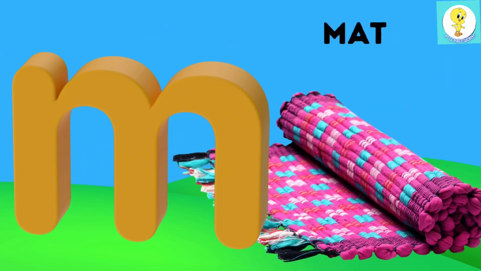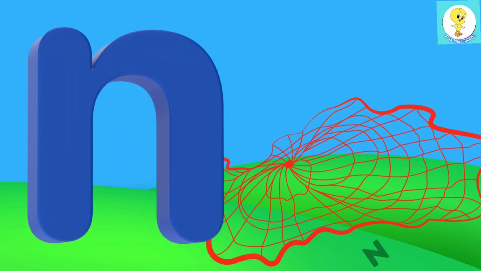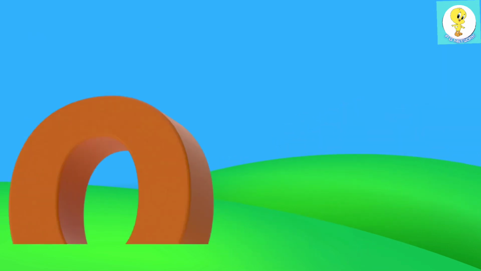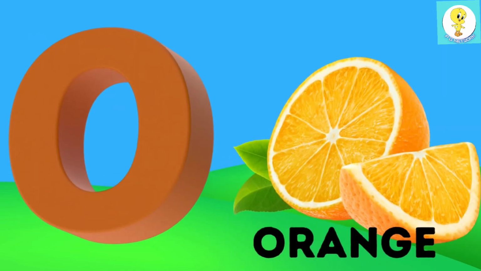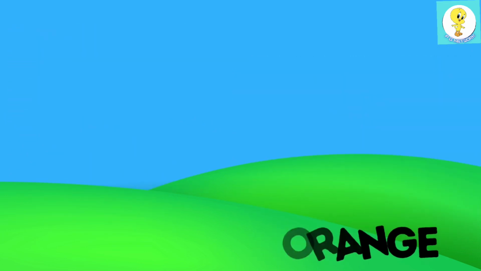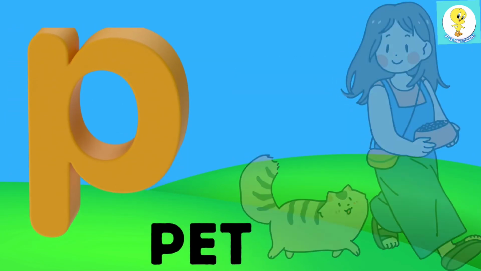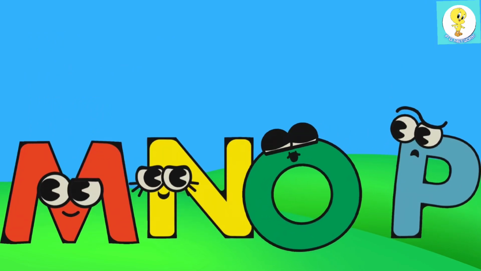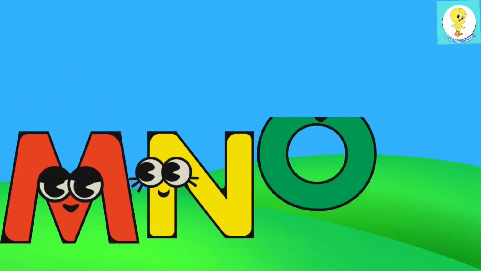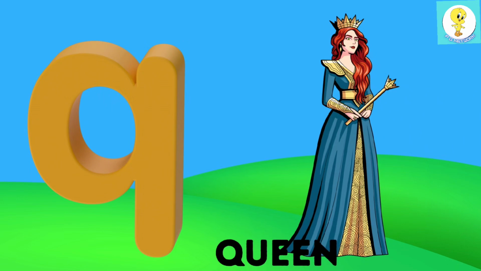M is for mat. N is for net. O is for orange. P is for pet. Q is for queen.